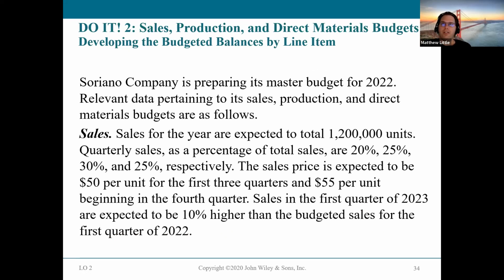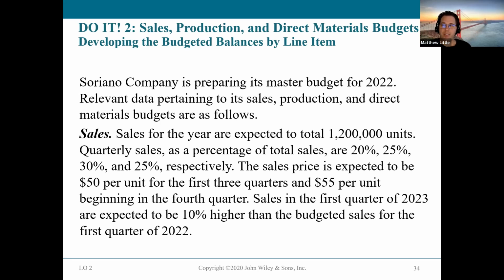All right, so let's look at this example here. Soriano Company is preparing its master budget for the year. Relevant data pertaining to its sales, production, and so on. Sales for the year are expected to total 1.2 million. Quarterly sales as a percentage of total are 20, 25, 30, and 25%. So they do have some seasonality. It's not equal.